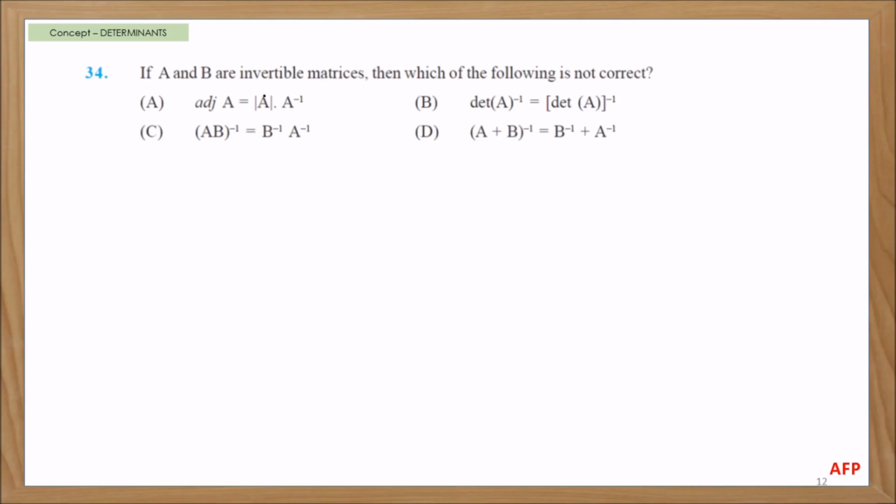Next, A and B are invertible matrices, which of the following is incorrect? So this is nothing but the inverse formula. The determinant property is there: determinant of A inverse is equal to determinant of A whole inverse. So this is correct. This is also correct. This is the standard identity. So AB whole inverse is equal to B inverse A inverse. So this is incorrect. Okay, so this is the right answer we are having.